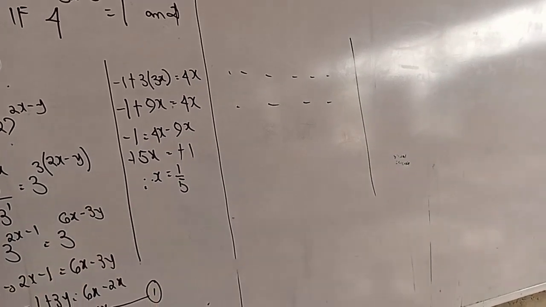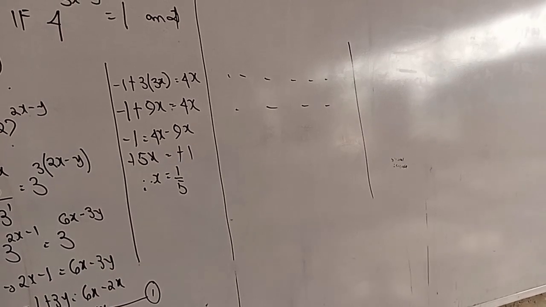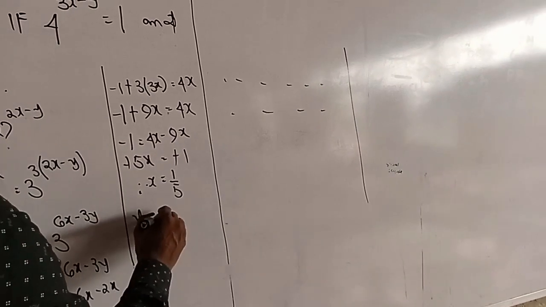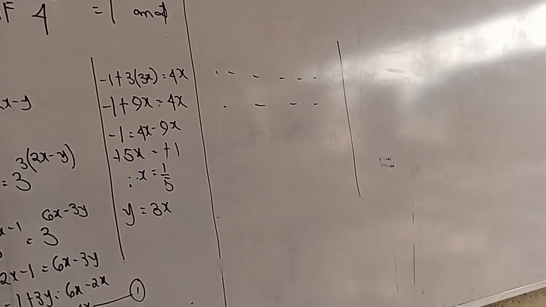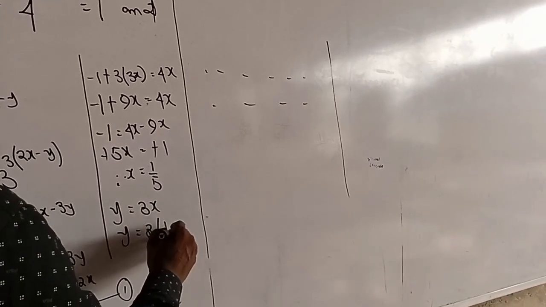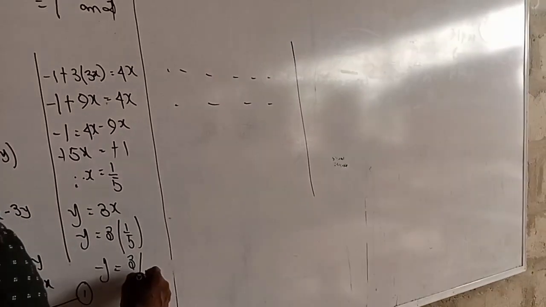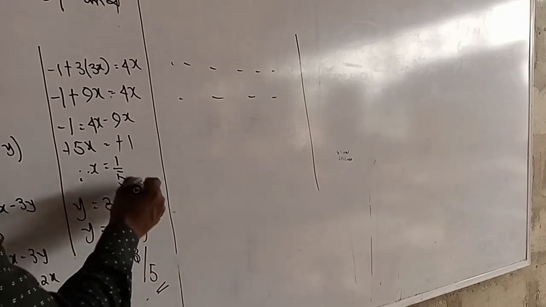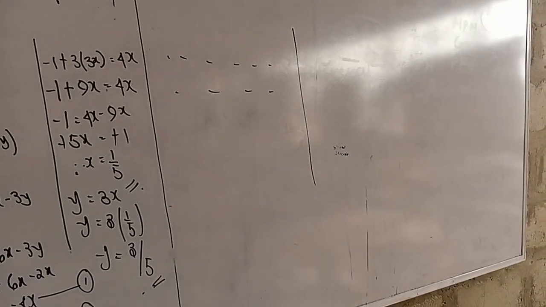So let's solve for y by putting the value of x into equation 1. Equation 1 says y equals 3x. When x is 1 over 5, my y becomes 3 into 1 over 5, which is 3 over 5. So that's the solution for x and y. Thank you for viewing.